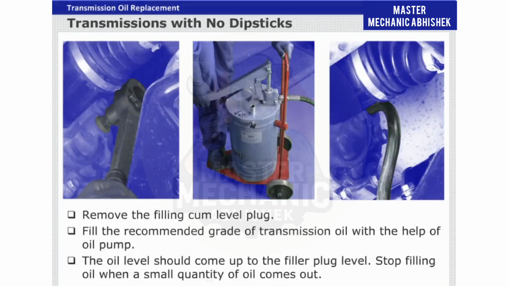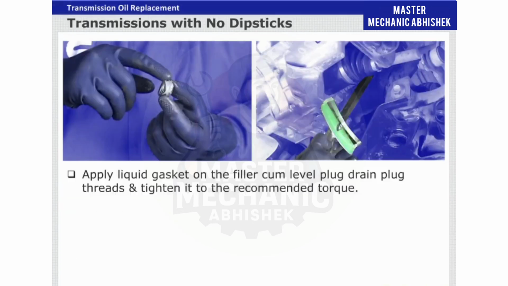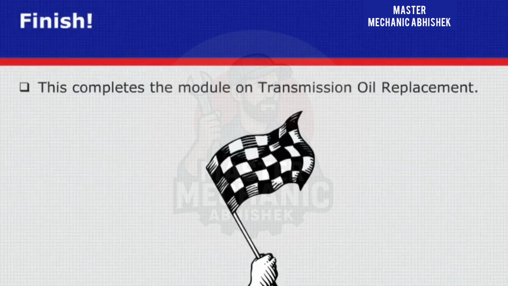Fill the recommended grade of transmission oil with the help of an oil pump. The oil level should come up to the filler plug level. Stop filling oil when a small quantity of oil comes out. Apply liquid gasket on the filler cum level plug and drain plug threads and tighten it to the recommended torque. This completes the module on transmission oil replacement.